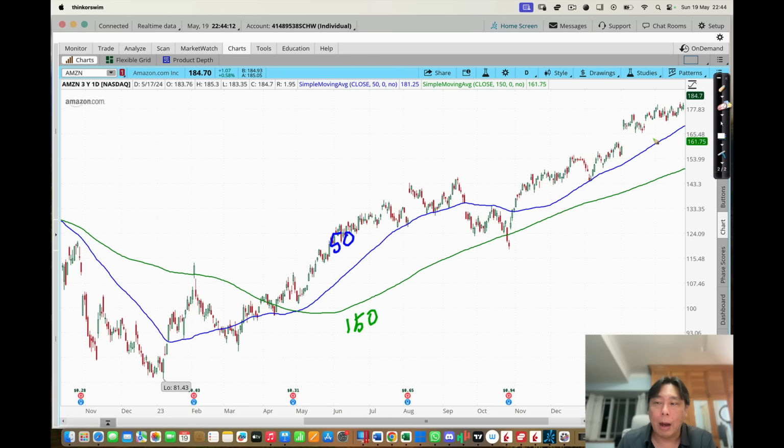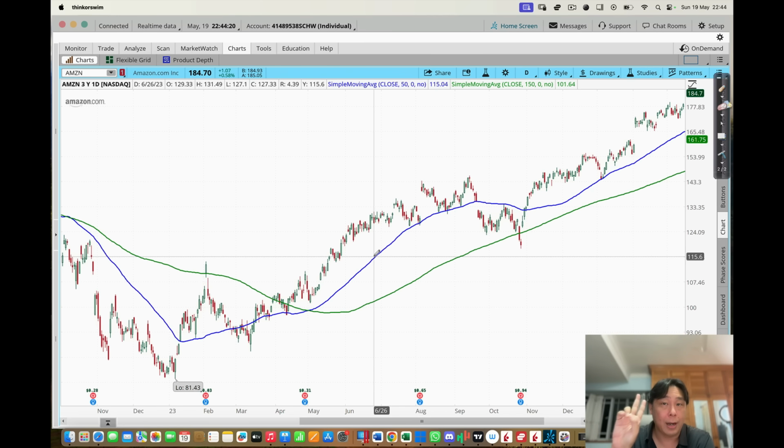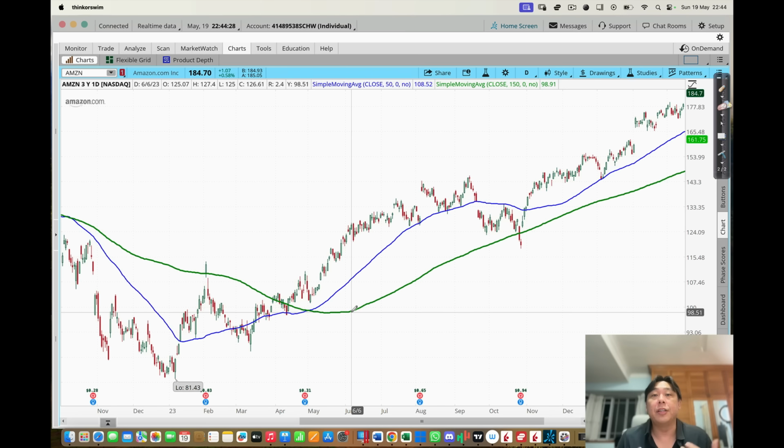How do you know when a downtrend reverses into an uptrend? For a downtrend to reverse into an uptrend, there must be two conditions that are met. The first condition is obviously the 50, the blue line, has to cross above the 150 green line, okay? So that's the first condition. Now, a lot of people think that it's just a moving average crossover. No. The most important thing is not the crossover. It is the slope of the moving average.